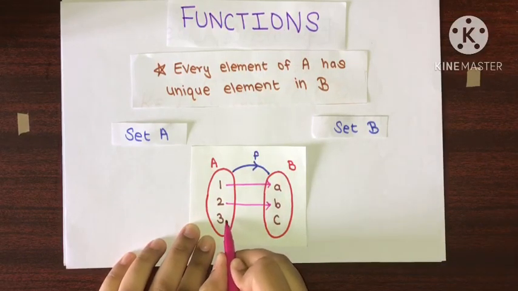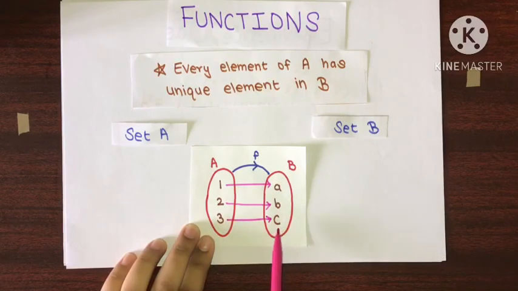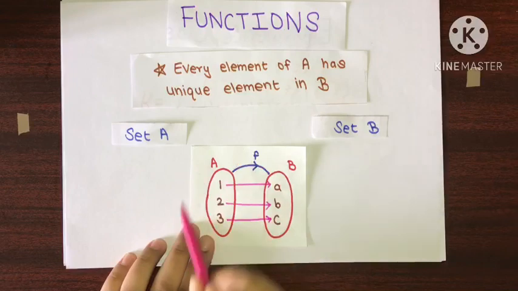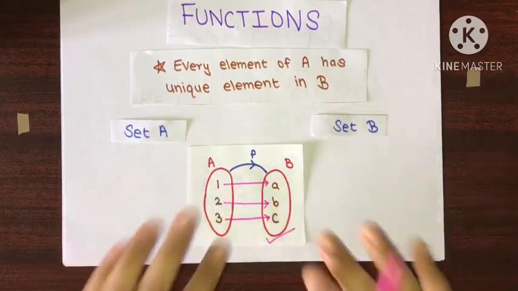But let's say I do this. I say 3 is going to c. A unique element in A going to a unique element over here in B. This scenario is definitely a function, and this is correct.